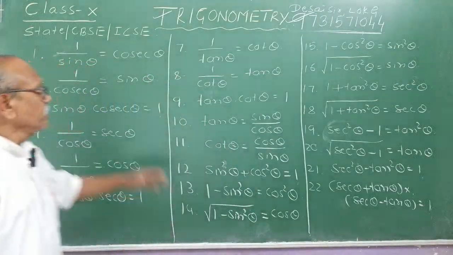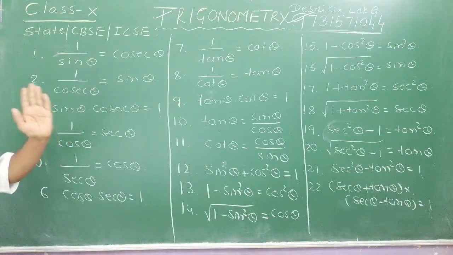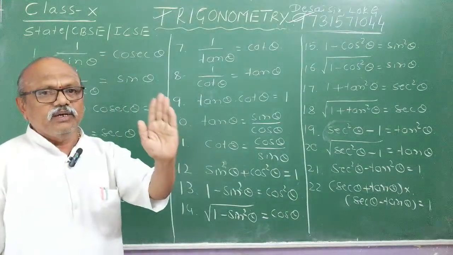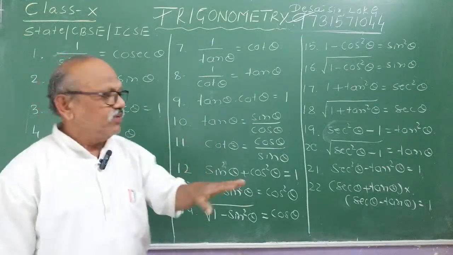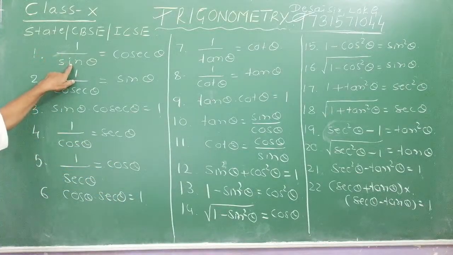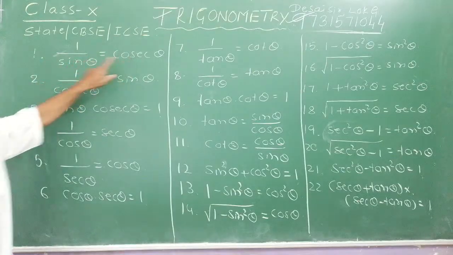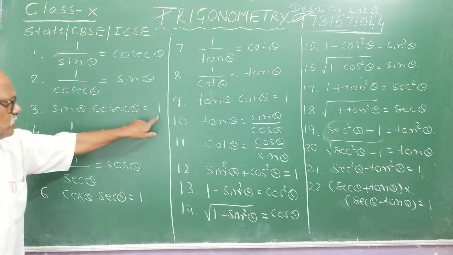Okay, see, I have listed them. Let us check. Take a slip, don't write it in the notebook, and always keep it in your pocket till you are perfect in it. Therefore, give numbers. Let me refresh you, reciprocal relations: 1 upon sin theta is equal to cosec theta. Second, 1 upon cosec theta is sin theta. Third, sin theta into cosec theta is equal to 1.